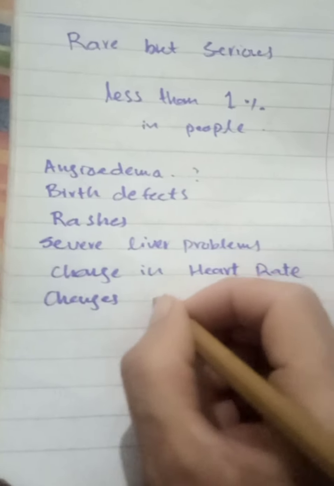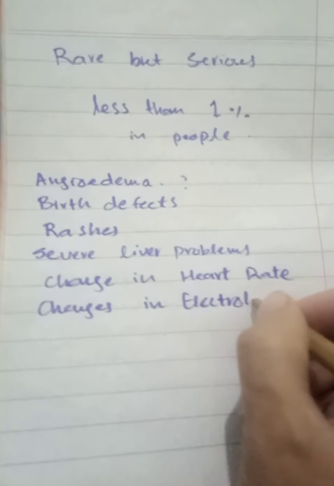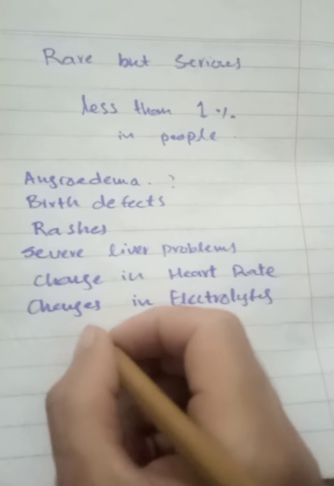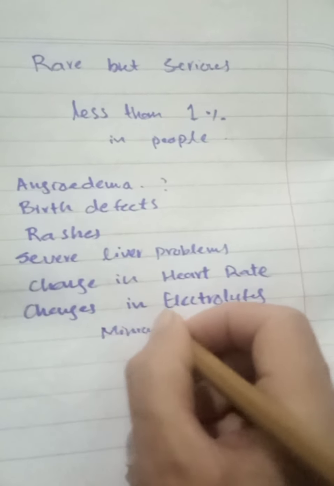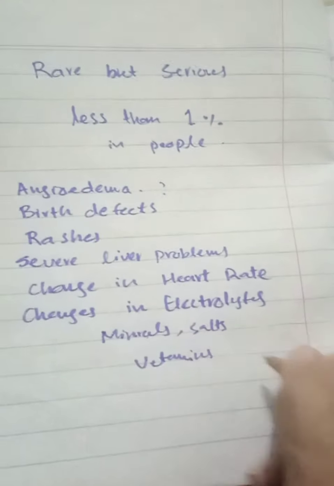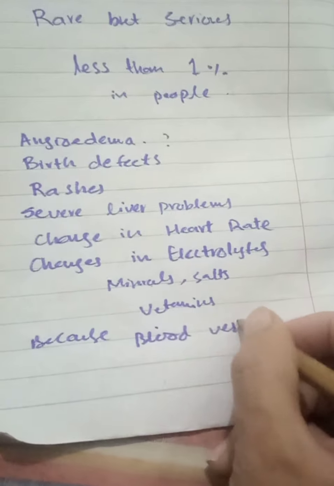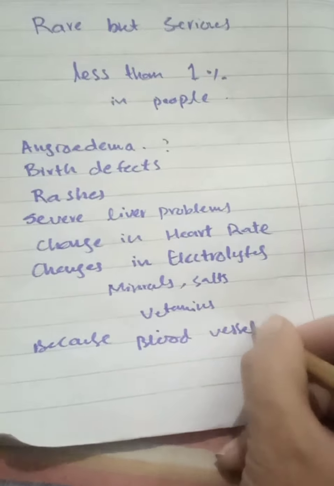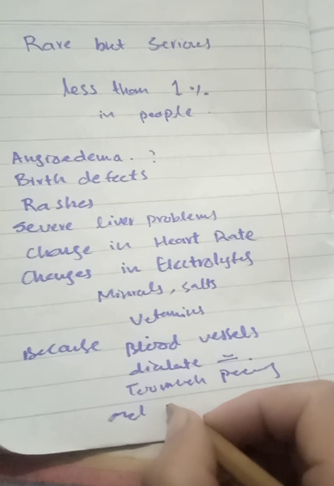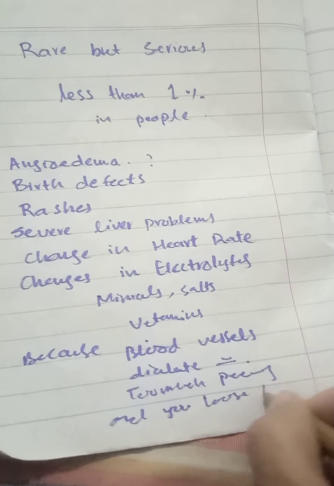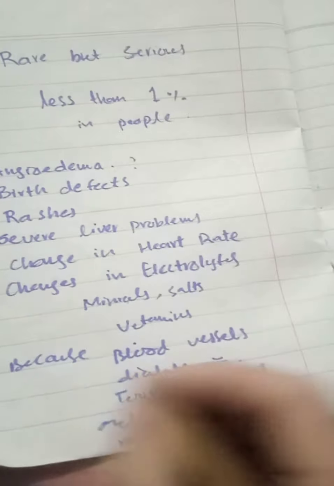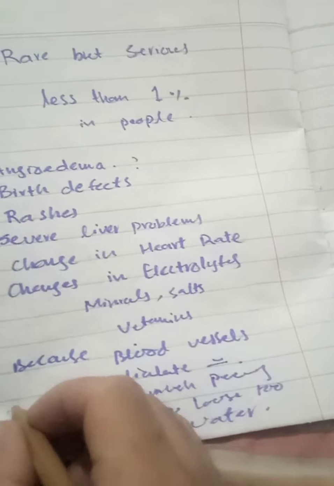Other serious effects include birth defects, rashes, severe liver problems, changes in your heart rhythm and heart rate, and changes in electrolytes. You can lose too much minerals, vitamins, and salts. So your BP goes down, and you feel some weakness. And you can also get muscle aches.